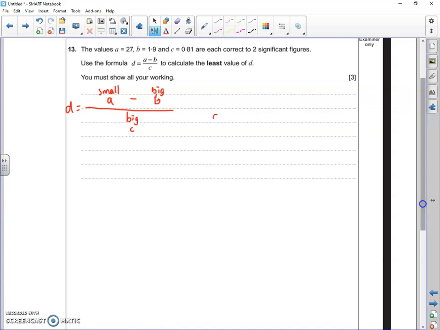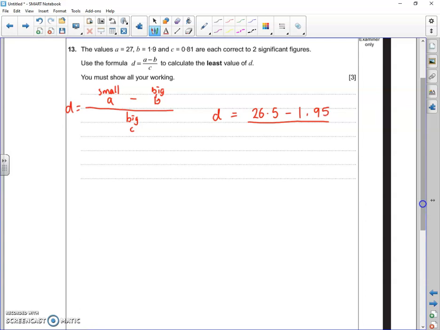So if 26 has been rounded to the nearest whole number, we can go up and down by 0.5. We want a small version of A, so that'll be 26.5. We're going to take away the biggest B that we can. If it's been rounded to the nearest 0.1, we can go up by 0.05. So the biggest that it can be is 1.95.